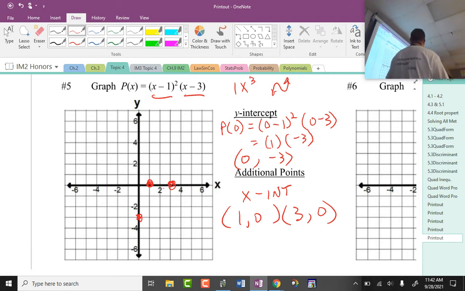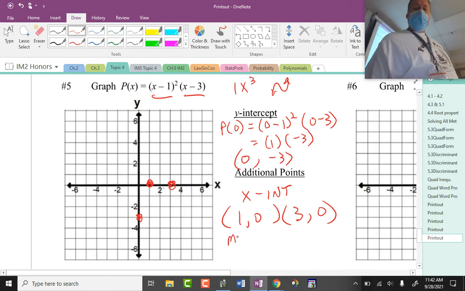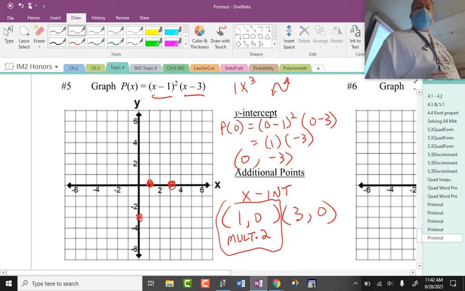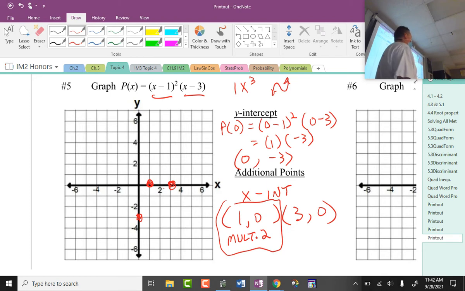Oh, by the way, who has a multiplicity 2 as a 0? 1 or 3? Which one is it? Well, I'm writing it, so who has multiplicity 2, everybody? 1, 0. What does the graph do at that 0? It's the B word that I went nuts trying to play hangman. 3, 2, 1, go. Bounce.